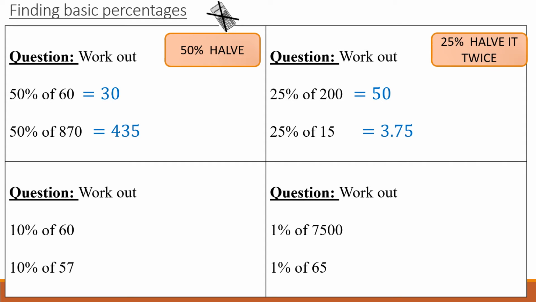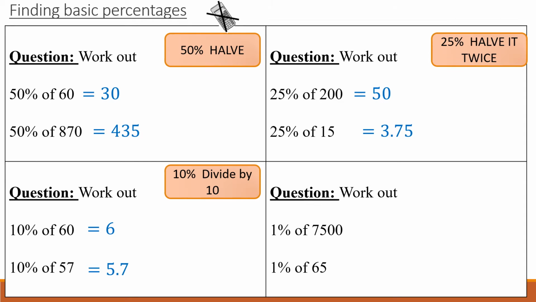10% is one that people kind of forget a little bit. 10%, you work it out by dividing the amount by 10. So to find 10% of 60, I'm going to do 60 divided by 10, which is 6. We could take off the 0 there. And to find 10% of 57, I'm going to do 57 divided by 10, and that gives me 5.7. Remember, make it 10 times smaller, so we move our decimal point to the left.